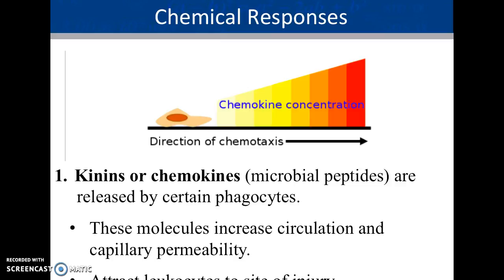If we look at the image above, our leukocytes actually use chemotaxis. If we think back to ecology, the idea of taxis is an organism moving towards or away from a chemical stimulus. So when the chemokine concentration starts to increase quite a bit due to the phagocytes releasing it, the leukocytes will start heading in that direction.